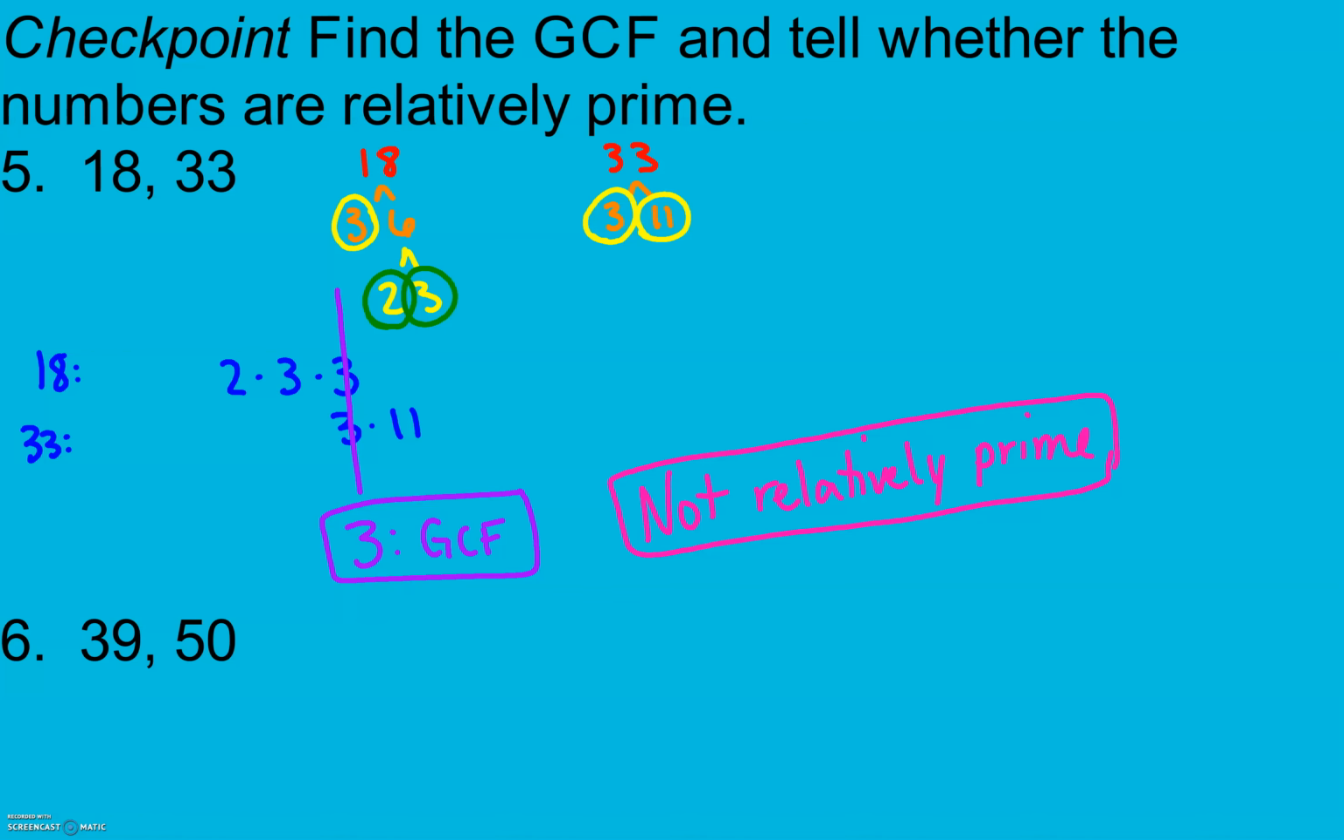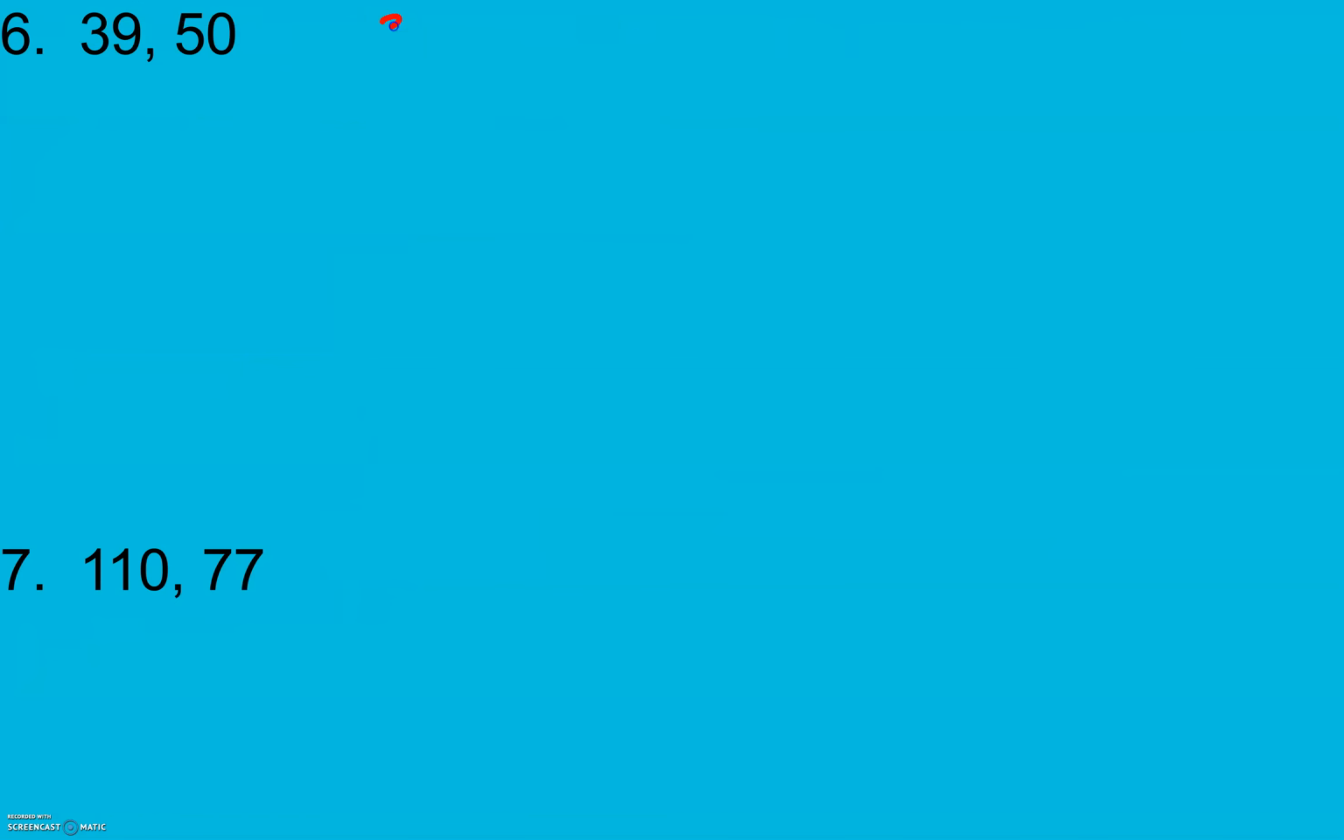Give 6 a try. Here we have 39 and 50. 39 is 3 times 13. 50 is 5 times 10. 3 is prime, 13 is prime. 5 is prime, 10 is 2 times 5. And 2 is prime, and so is 5.